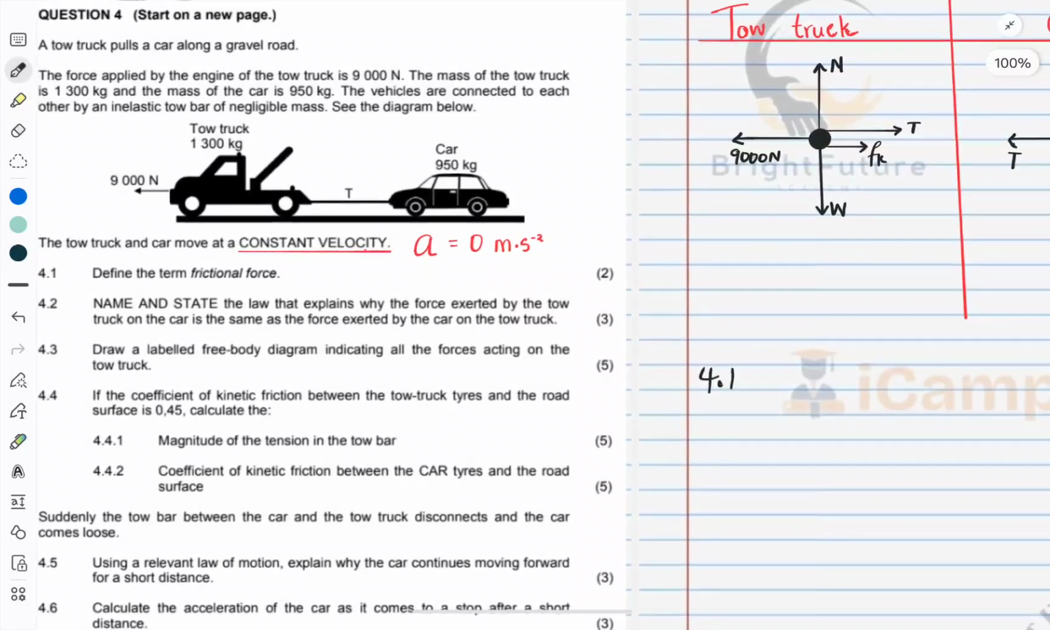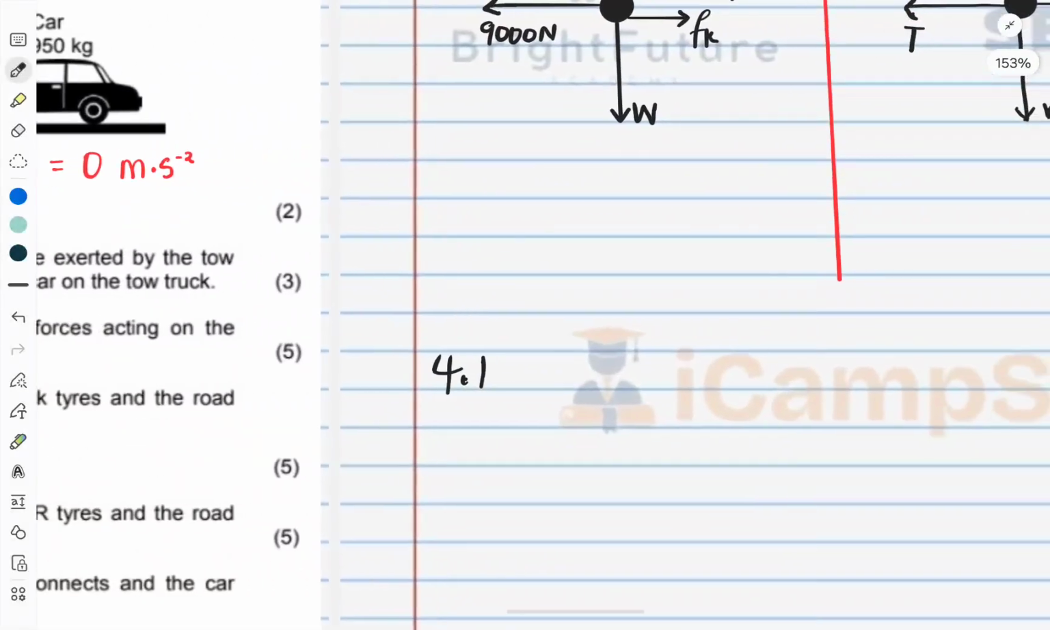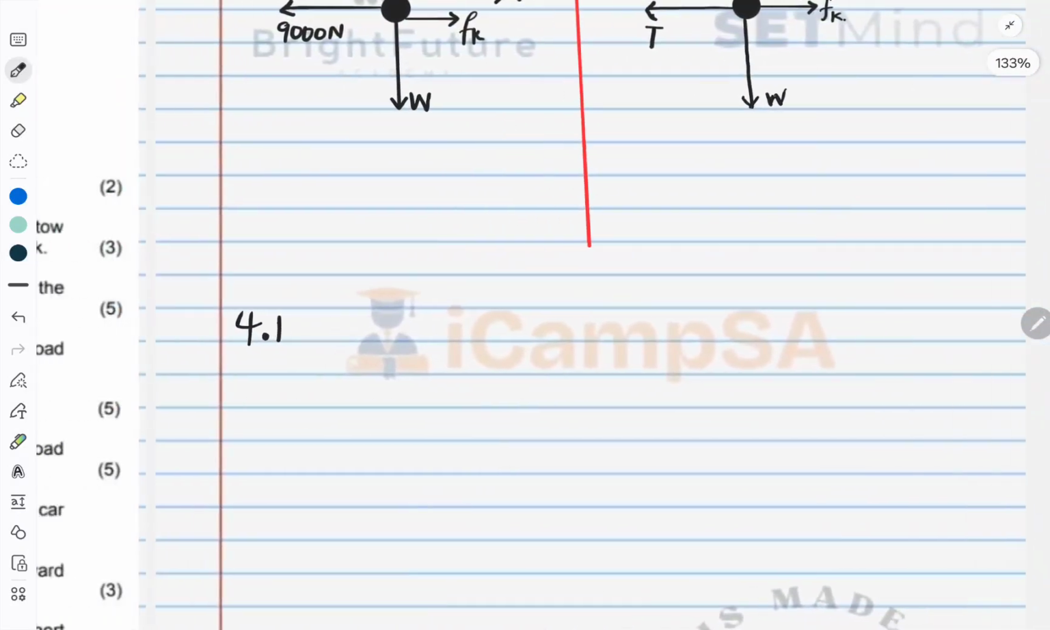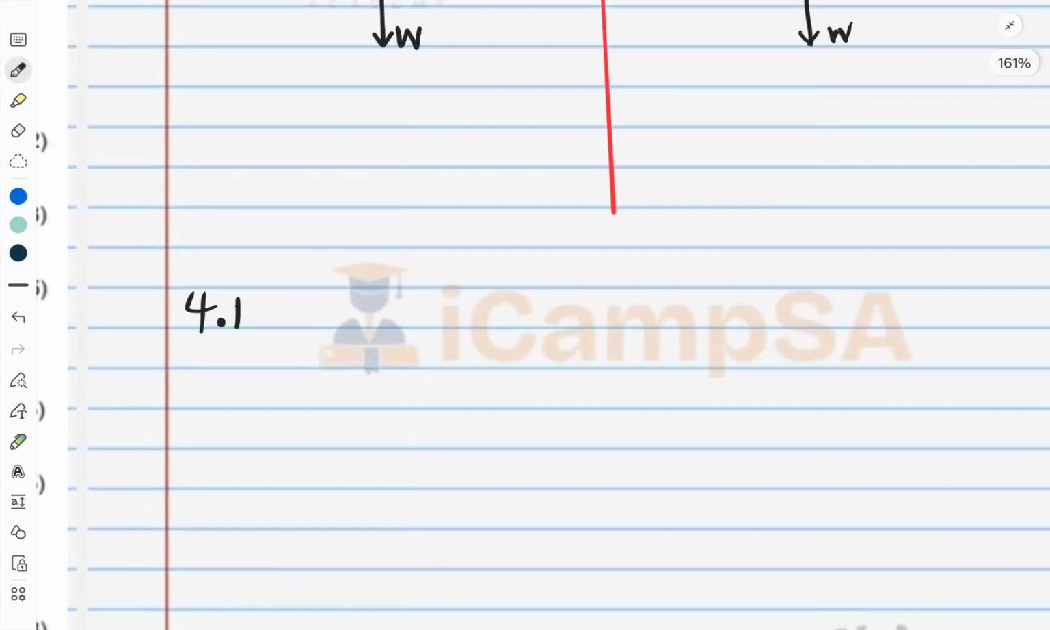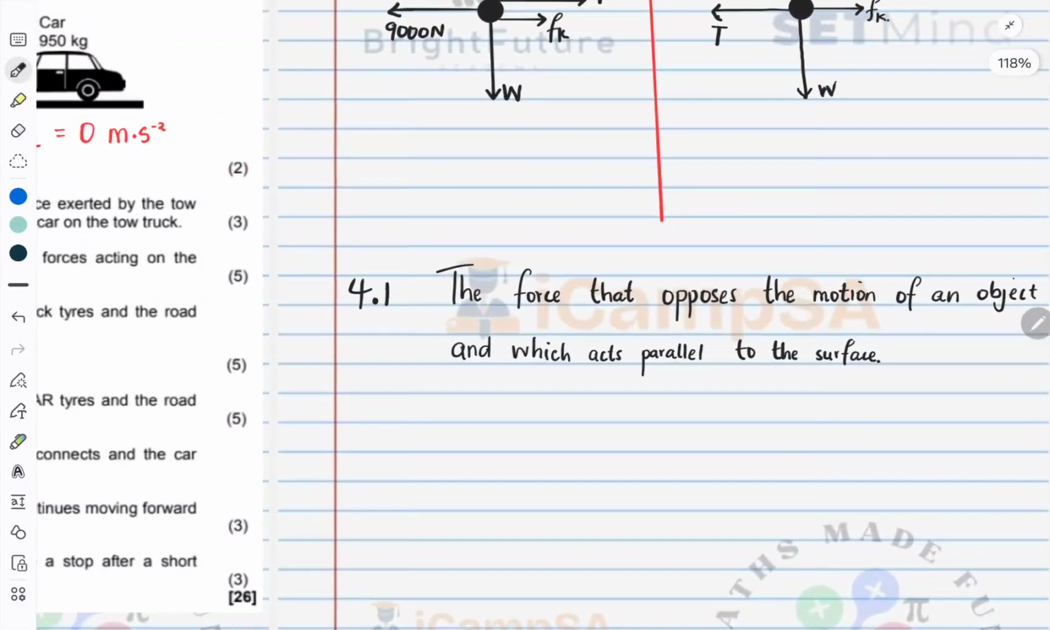So now what we can say is it's the force that opposes the motion of an object and which acts parallel to the surface. Just a general definition of what friction is. So if you remember, friction can be on the surface or on air. And then this is the definition we would use.